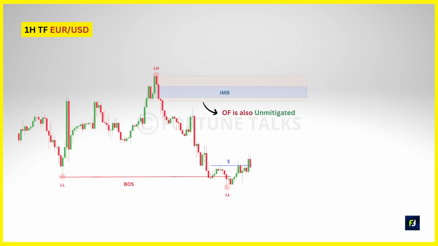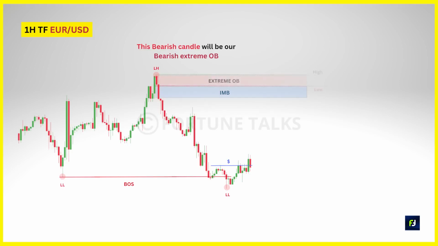Now if we mark the order flow, we can see that it is also unmitigated. Therefore, we can mark the high and low of this first bearish candle as our valid bearish order block. This is a high probability extreme order block. Now we will see if there is another order block available.